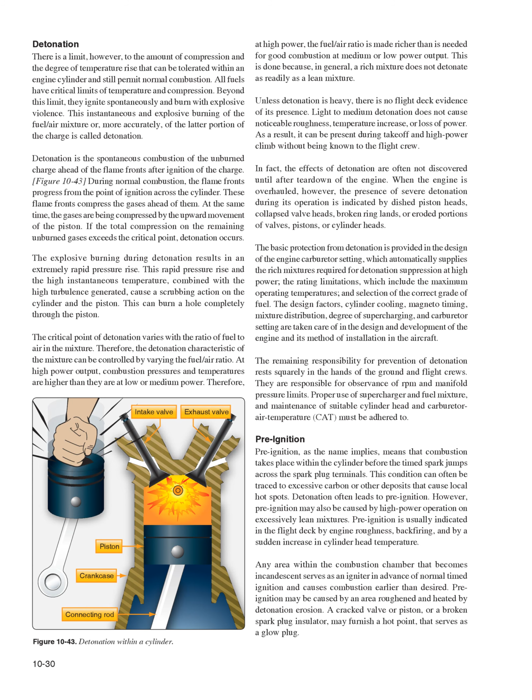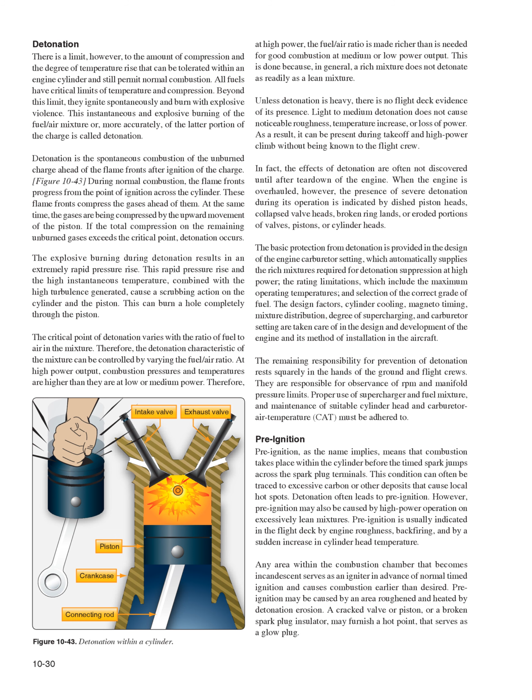The basic protection from detonation is provided in the design of the engine carburetor setting, which automatically supplies the rich mixtures required for detonation suppression at high power, the rating limitations, which include the maximum operating temperatures, and selection of the correct grade of fuel. The design factors, cylinder cooling, magneto timing, mixture distribution, degree of supercharging, and carburetor setting are taken care of in the design and development of the engine, and its method of installation in the aircraft.